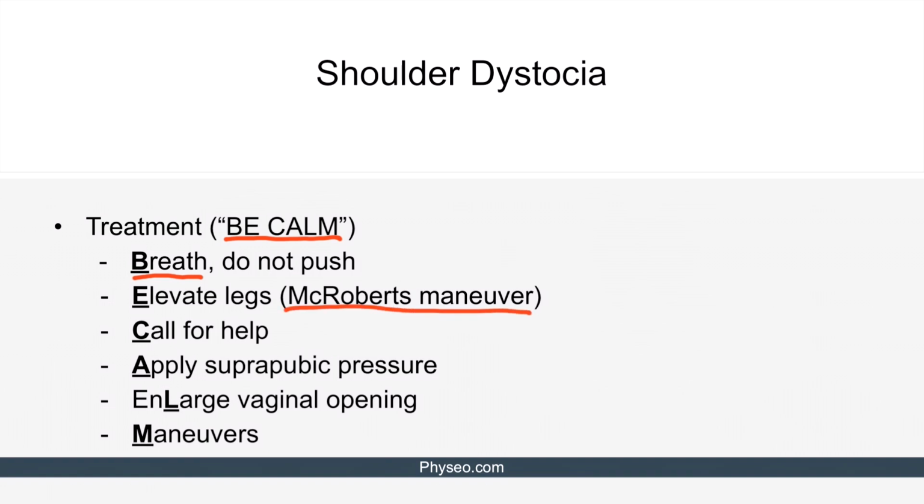In this maneuver, we flex the hips and knees at 90 degrees to enlarge the pelvic outlet and apply suprapubic pressure. We should call for help because each leg should be flexed by one person. Then we apply suprapubic pressure to facilitate passage of the anterior shoulder. We may also need to enlarge the vaginal opening by performing an episiotomy. Finally, if the McRoberts maneuver does not help, we can perform other maneuvers, which we'll discuss in a moment.